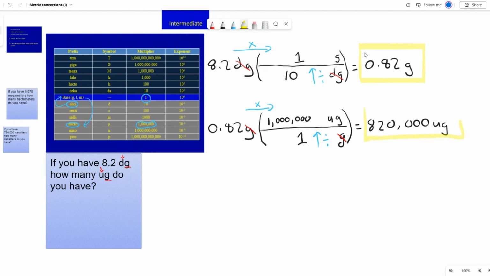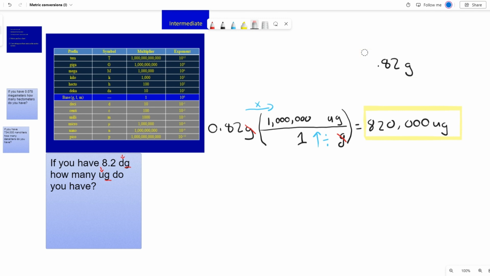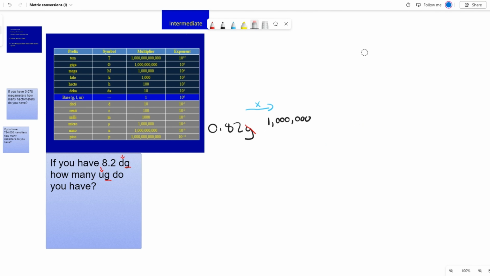So if we were asked to convert 8.2 decigrams into micrograms, it would be 820,000 micrograms. Now I've got one more practice problem that I want to talk about, and this one takes you really large swings on the metric scale. It's also going to introduce a new topic to us, which is scientific notation, and that's a way to write either really big numbers or really small numbers in more convenient ways. So we'll bring that in as well.